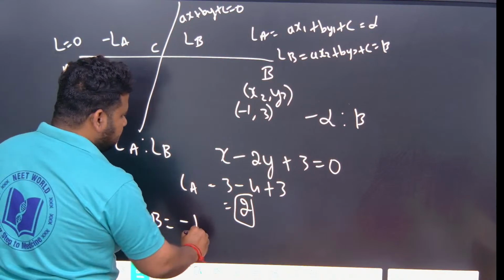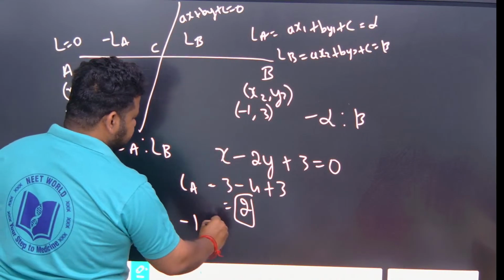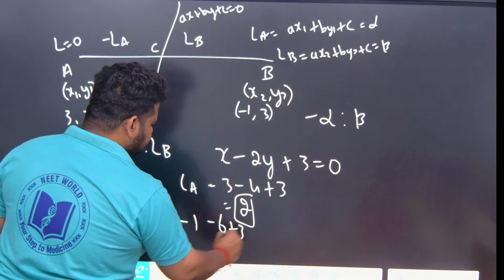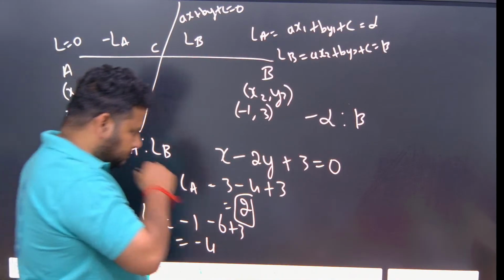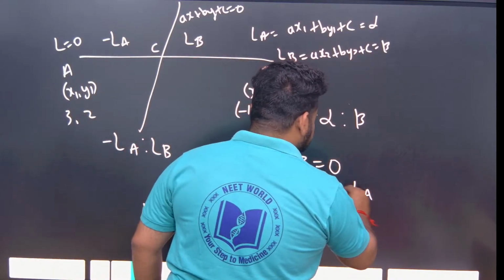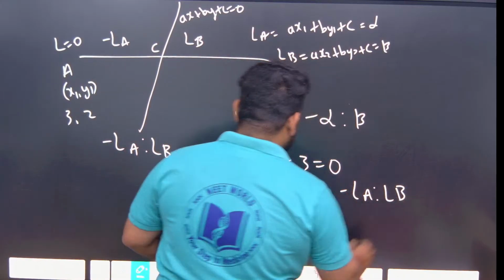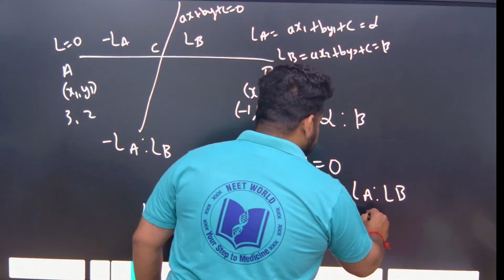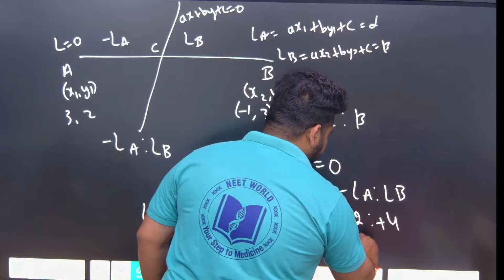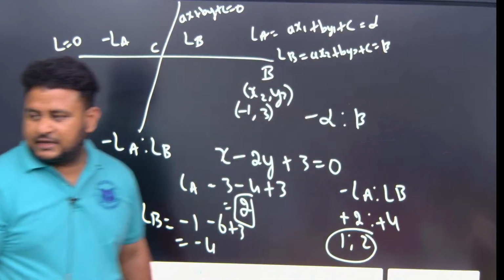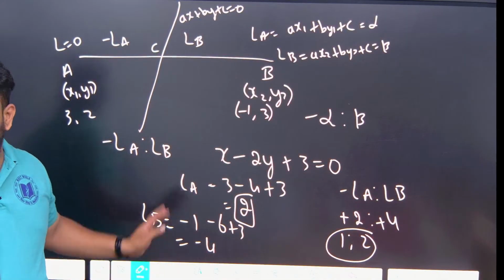What about LB? LB will become minus 1 minus 6 plus 3, so that will be minus 4. I told you this line will be divided in the ratio minus LA is to LB. Minus LA means minus 2 is to minus 4. Minus minus I can cancel, so 1 is to 2. Understood? This is how you will get LA is to LB. Just put the points.